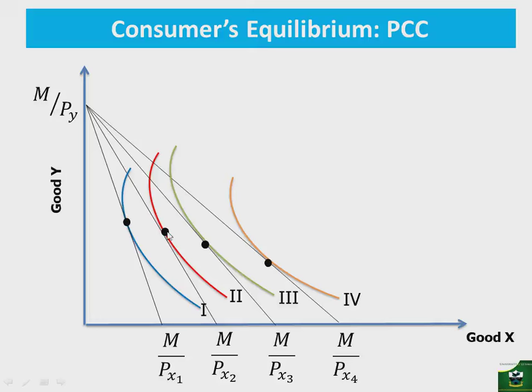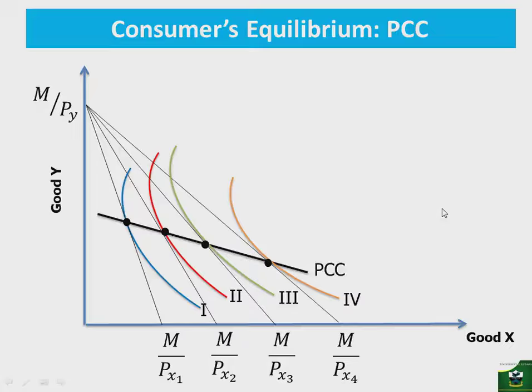Now, it is these points which we are calling the locus of points. So it is these points that constitute the price consumption curve. So if we draw a smooth curve joining all these points, we have what we call the price consumption curve.